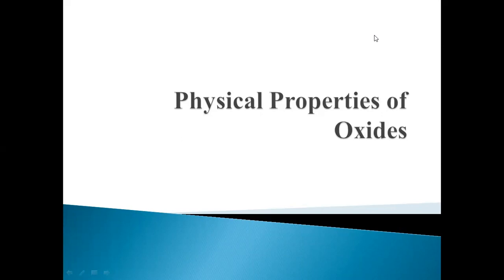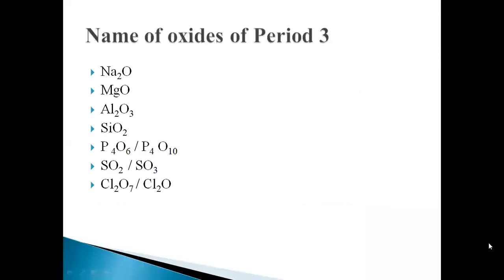So far, we learned how oxides are formed, like how period 3 elements react with oxygen and form different types of oxides, including normal oxides, simple oxides, or peroxides. So today we are going to discuss further what the physical properties of these oxides are. First of all, you should know the names of all the oxides.